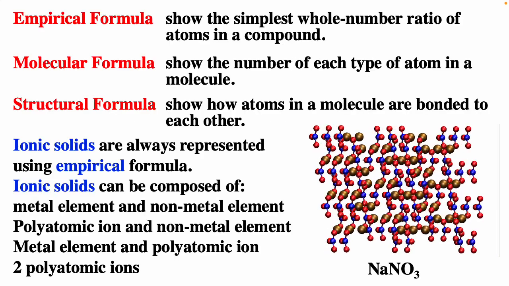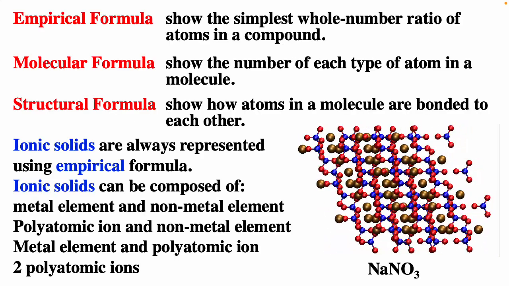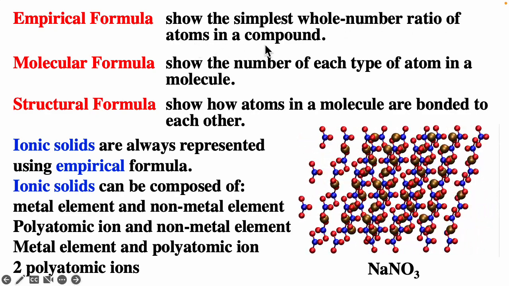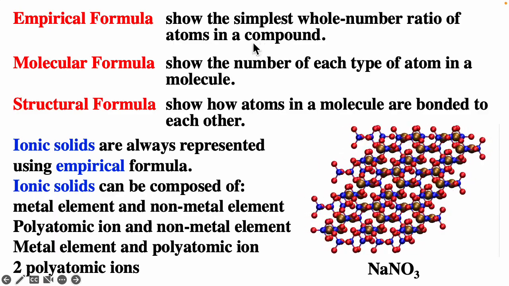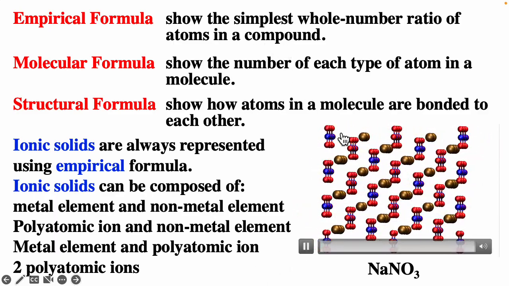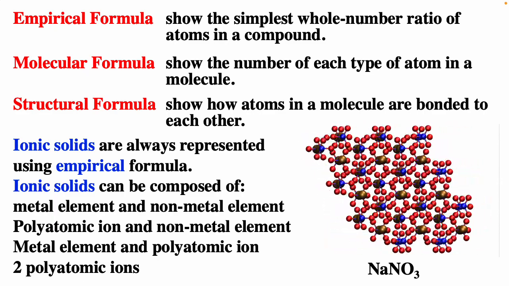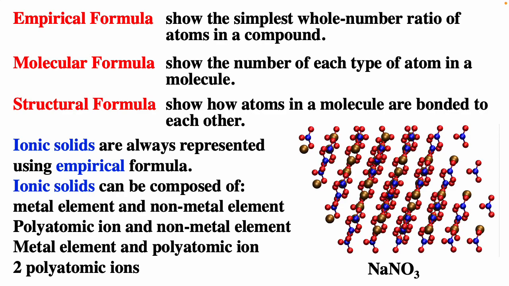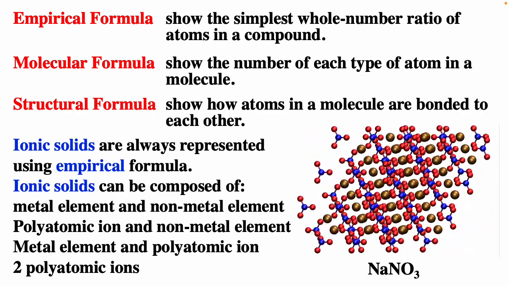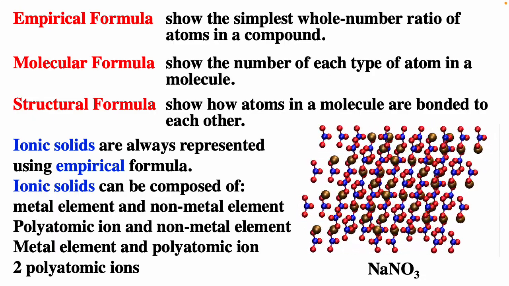Now for ionic solids, we always use what's referred to as the empirical formula. The empirical formula is the simplest whole number ratio of atoms in a compound. And so if you think about an ionic solid, this is a small thing for sodium nitrate. There's a huge lattice of different ions. And so it would be too complex to actually number how many ions you have. And so we just use the smallest whole number ratio.